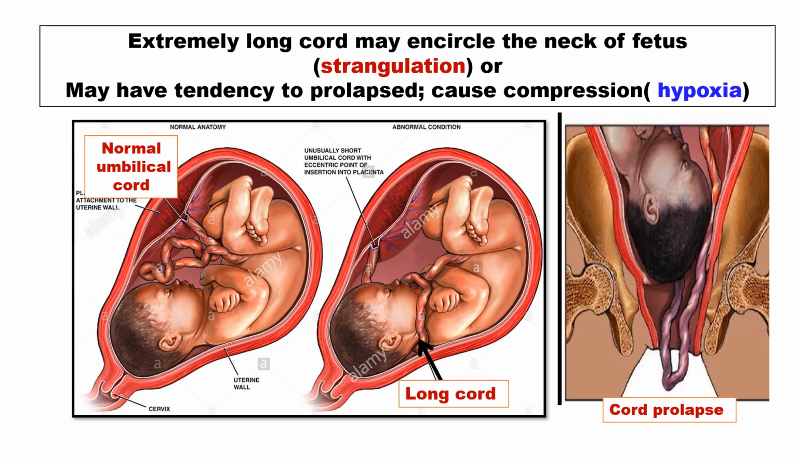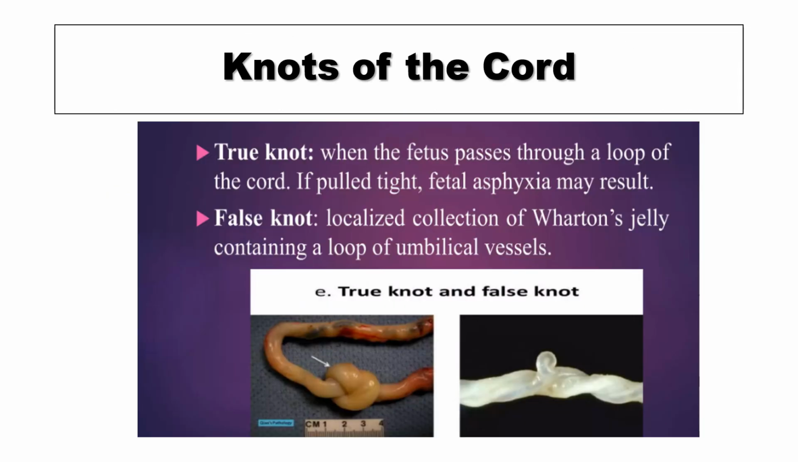Cord prolapse. Knots of the umbilical cord. True knots form when the fetus passes through a loop of cord. If pulled tight, fetal asphyxia may result. False knots are a collection of Wharton's jelly containing a loop of umbilical vessels. False cord knots are not very important. True knots are important as they deal with fetal asphyxia.